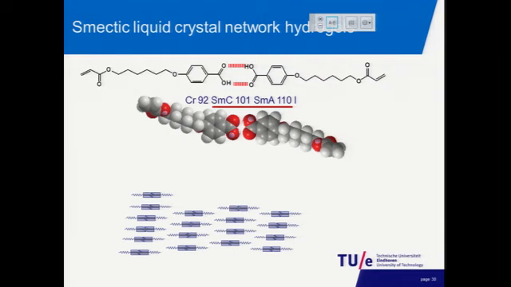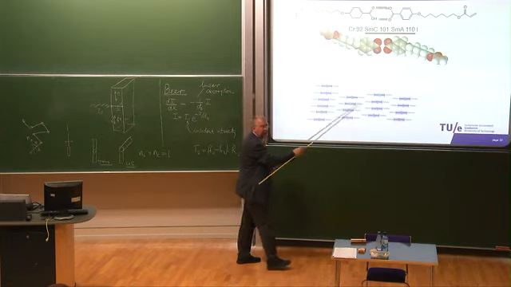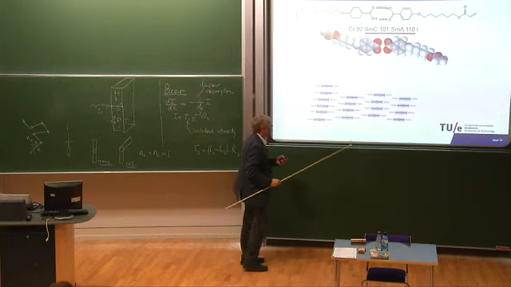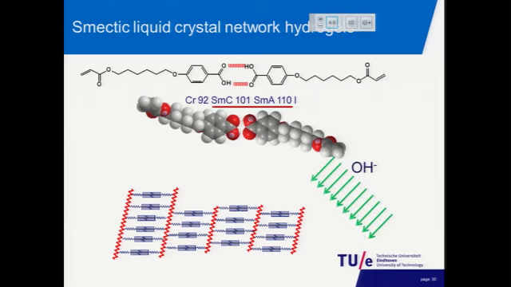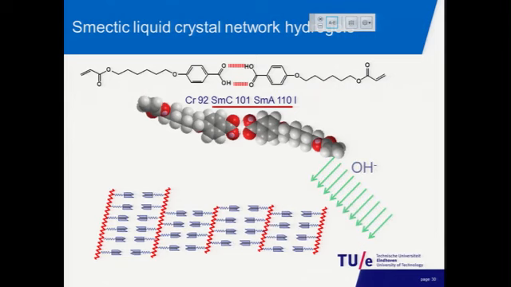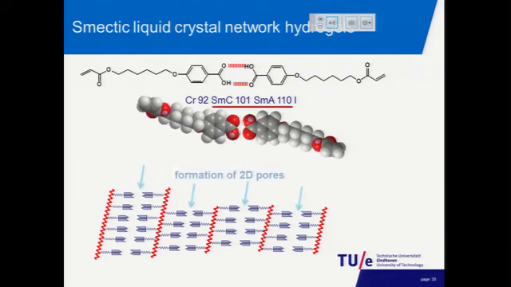This system happens to have a smectic phase. Molecules have not only orientational order, but also positional order. They are ordered in layers, so to say. So we can polymerize this system at the end groups again, but now having the hydrogen bridges, we can break the bridges and we can split the molecules like this.